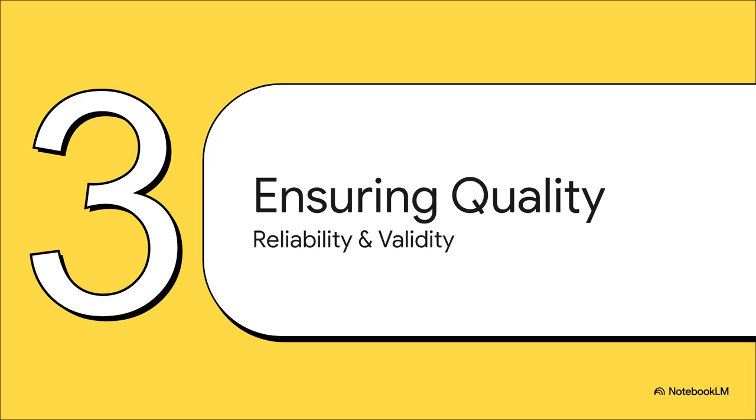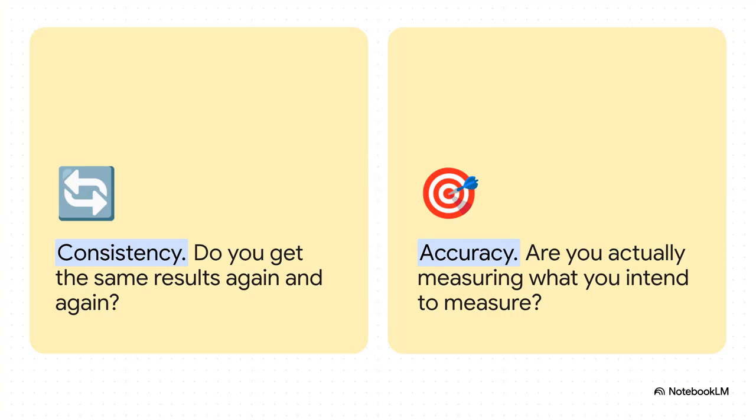So we've got our variables, and we've got our recipe for how to measure them. But how do we know our measurements are actually any good? This is where two more absolutely critical ideas come into play: reliability and validity. The best way to think about this is with a bathroom scale. Reliability is all about consistency. If you step on the scale 3 times in a row and get the same number each time, that scale is reliable. Now, validity is about accuracy. Does that scale show your actual weight?